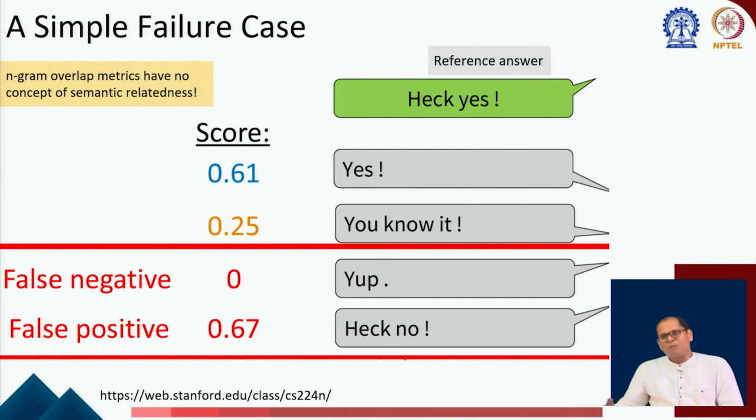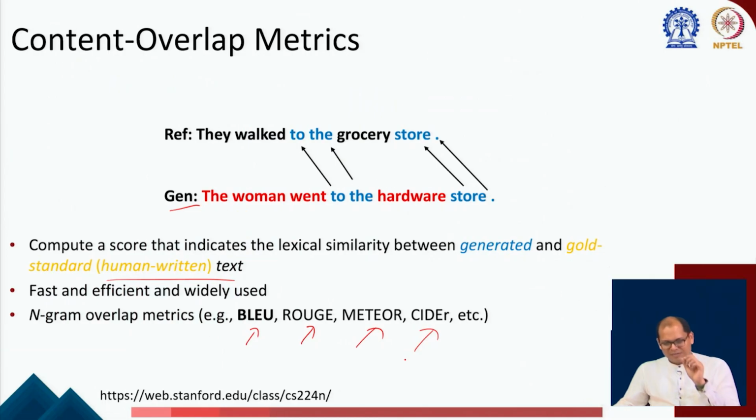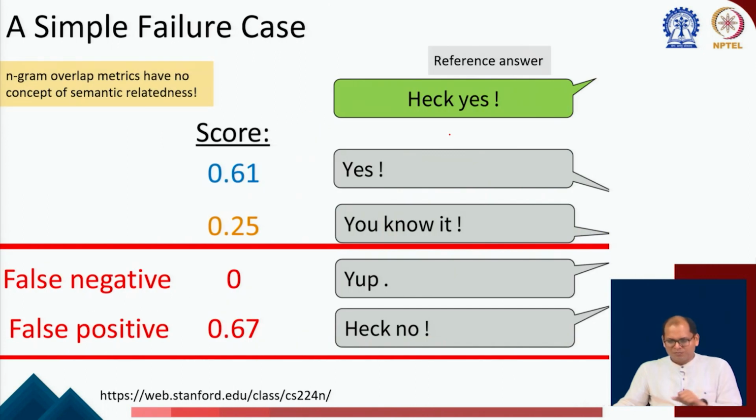Now there are problems with these content overlap metrics. For example, they have no concept of semantic relatedness, right? So they will simply see lexical overlap. How good is the word? I mean, they will exactly match the word to the gold. Some metrics like BLEU won't even see if you are matching the lemma and so on, but other metrics too. So let's see what is the case where they may fail.